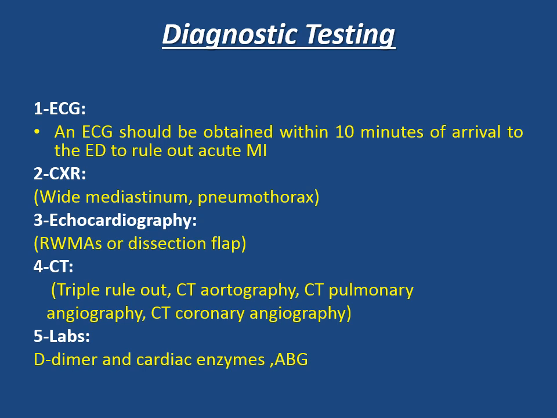We can consider echocardiography to look for evidence of regional wall motion abnormalities with acute myocardial infarction, or for assessment of dissection flap in patients with aortic dissection. We can consider CT, especially the triple rule out protocol, including CT aortography, CT pulmonary angiography, and CT coronary angiography to rule out aortic dissection, pulmonary embolism, or underlying coronary artery disease. We can also consider some labs such as D-dimer, elevated in patients with pulmonary embolism, or cardiac enzymes, or arterial blood gases.